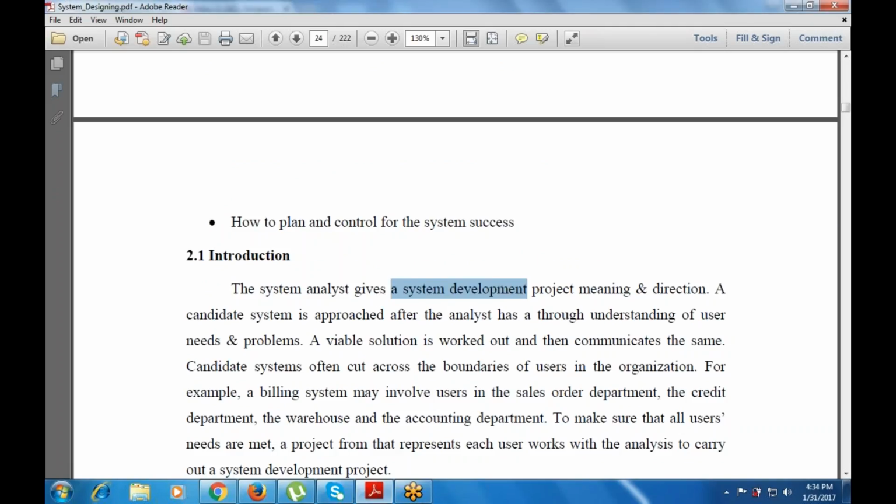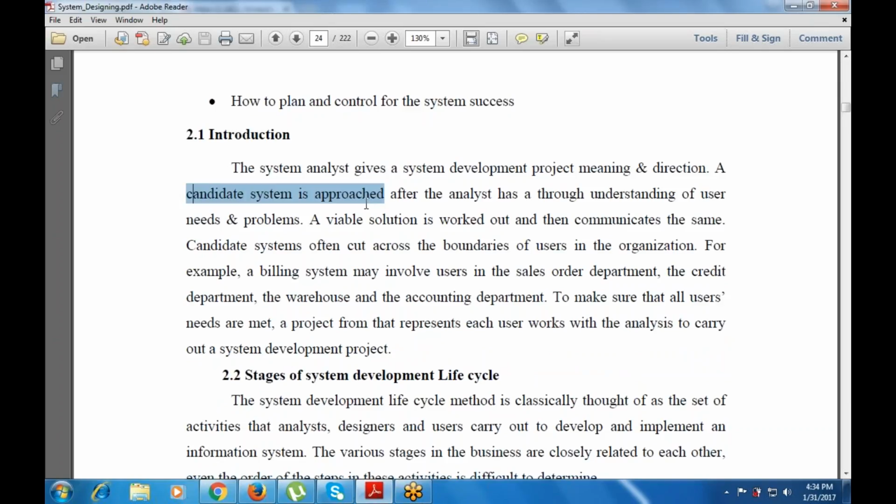This gives a system development project meaning and direction, and the candidate system is approached after the analyst has a thorough understanding of user needs and the system. A viable solution is worked out and then communicated. The candidate system often cuts across the boundaries of users in the organization. For example, a billing system may involve users in the sales order department, the credit department, the warehouse, and the accounting department. We need to make sure that all the users' needs are met.